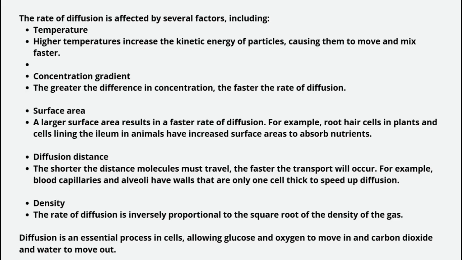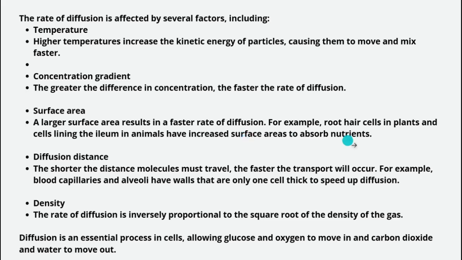As it relates to surface area, for example, our cells have a large surface area to volume ratio, so a larger surface area results in a faster rate of diffusion, right? Our cells are so small, and because they're so small, they have that large surface area to volume ratio, which means they absorb things quickly. So if something needs to diffuse into our cells, it's going to happen really, really quickly because they're so small. So the smaller it is, the faster diffusion is.